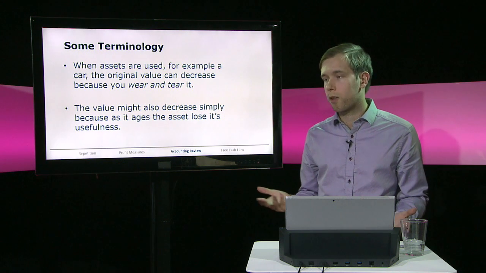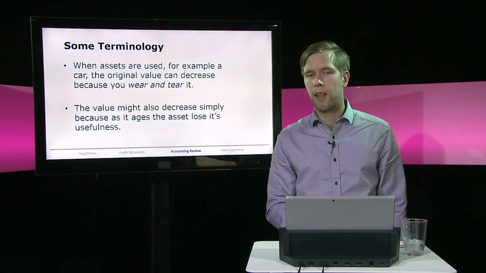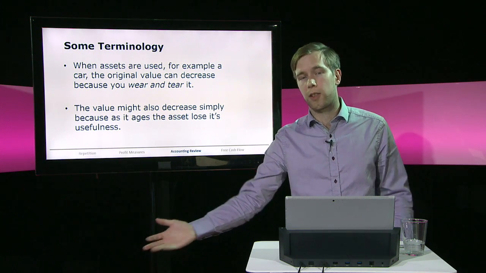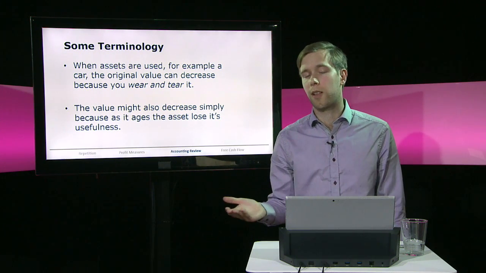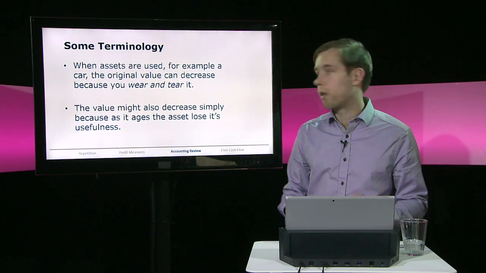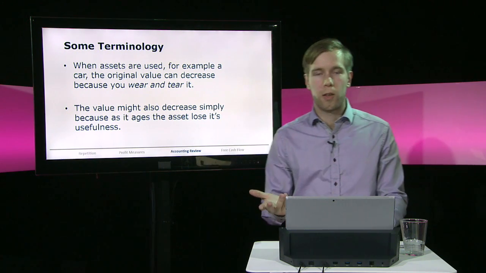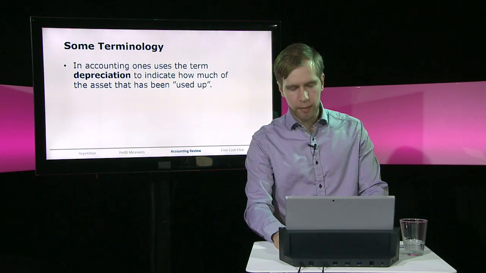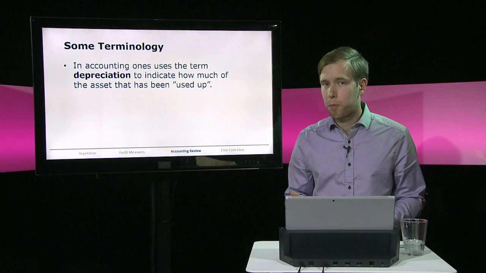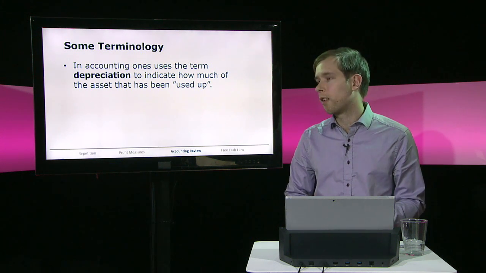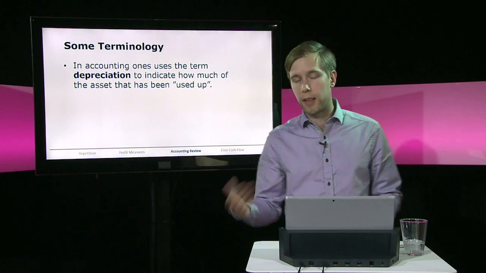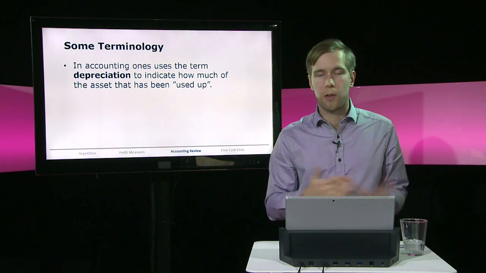If you think of a computer, if you buy a computer today, even if you won't use it, in 5 years' time it's not going to be worth as much, because the computers you can purchase then for the same amount of money are going to be a lot better, since they're getting so much better very fast. So the value could decrease for something like that too. In accounting, the term used to indicate how much of an original value has been used up is called depreciation. So depreciation is a way of subtracting some value each year and showing that the value decreases over time.